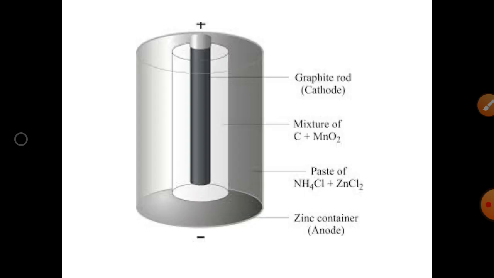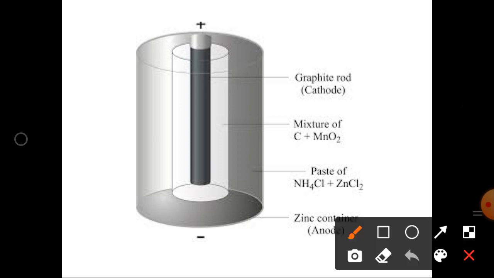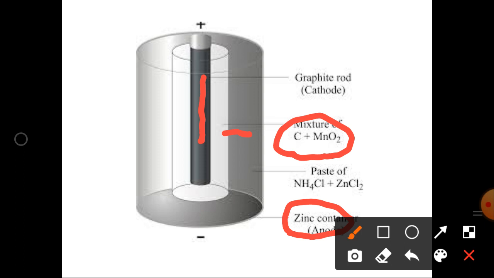See another view of this dry cell. In that cell we can see the zinc container acts as the anode and the carbon rod acts as the cathode. Normally that carbon rod is placed inside a mixture of carbon and manganese dioxide, and the electrolyte is placed after the manganese dioxide and carbon powder paste. After that we place the electrolyte, that is the ammonium chloride and the zinc chloride.